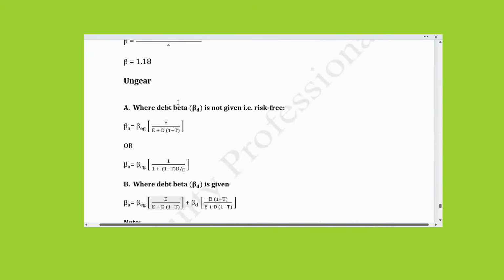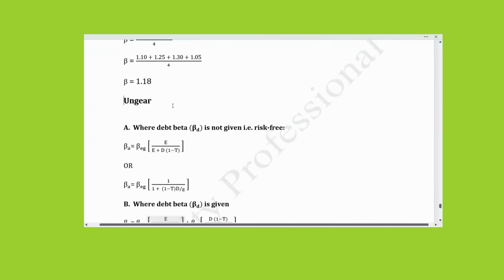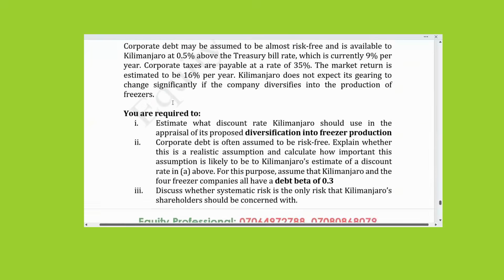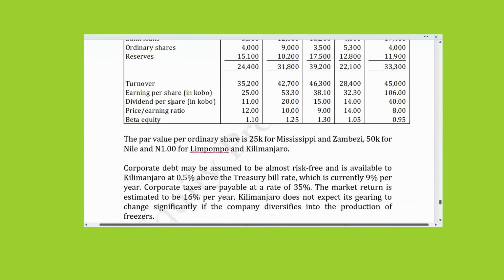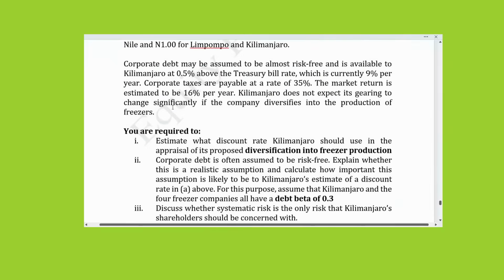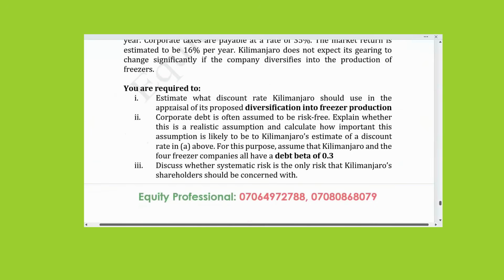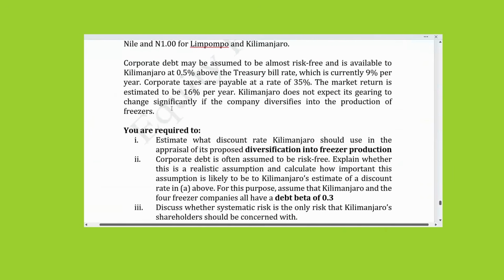Now, to ungear, I gave you 2 different formulas that you can use, depending on whether or not debt beta is given. So in the question, we are not given debt beta. We are not given debt beta in the question. So it is assumed that debt beta is risk-free. So if debt beta is risk-free, then we are going to use the first formula as given to you.